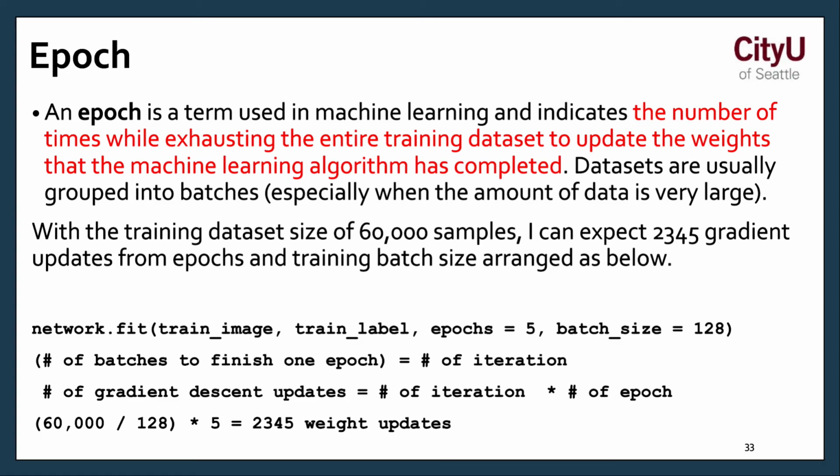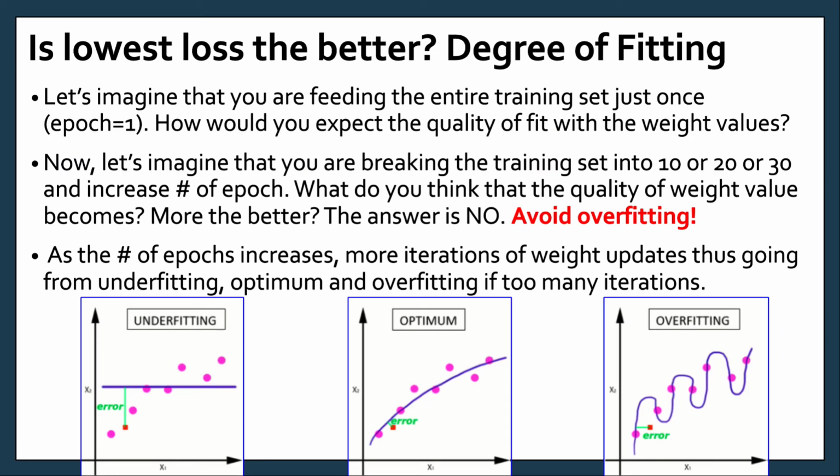With a training data set size of 60,000 samples, you can expect to have 2,345 gradient updates per epoch, and the training batch size arranged as below. Okay, so that might take a lot of time, right? And you do want to find your optimal number of epochs, okay? And that is through iteration. So the question is, the lower the loss, the better the degree of fitting? So again, we try to minimize the loss function, right?